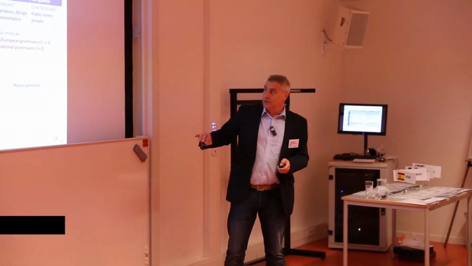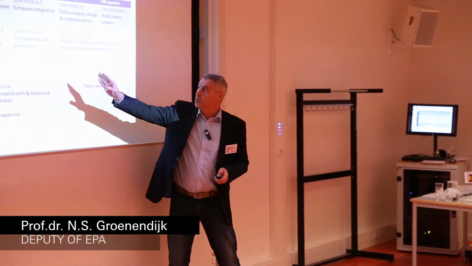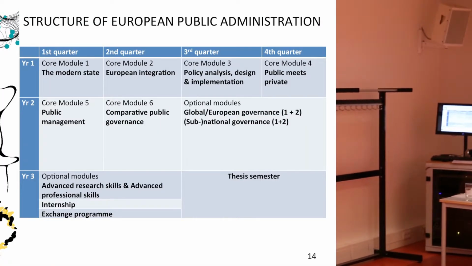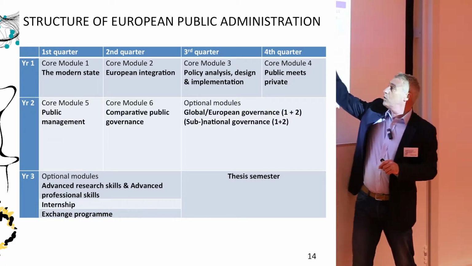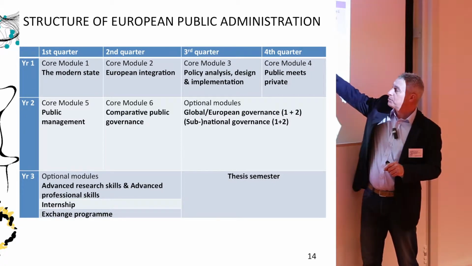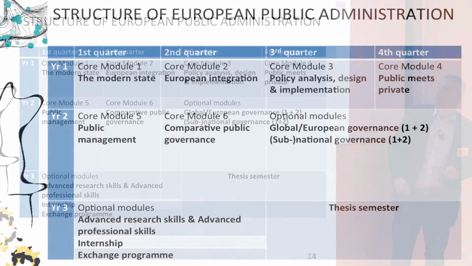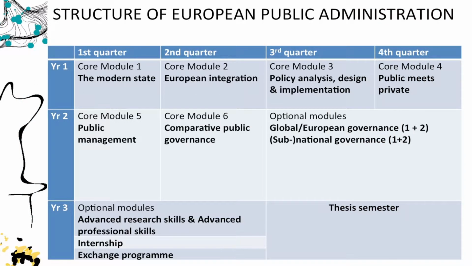So this is basically the structure. We have what we call quarters, 10-week periods. We have 6 core modules, then we have optional modules, again optional modules, and we have the thesis semester. If you look at the core modules, the first one is about what we call the modern state.